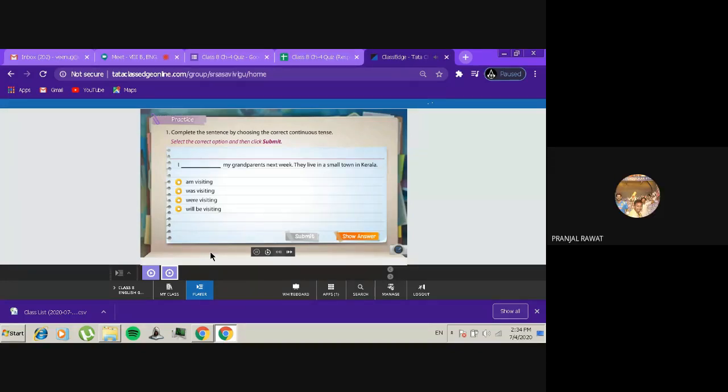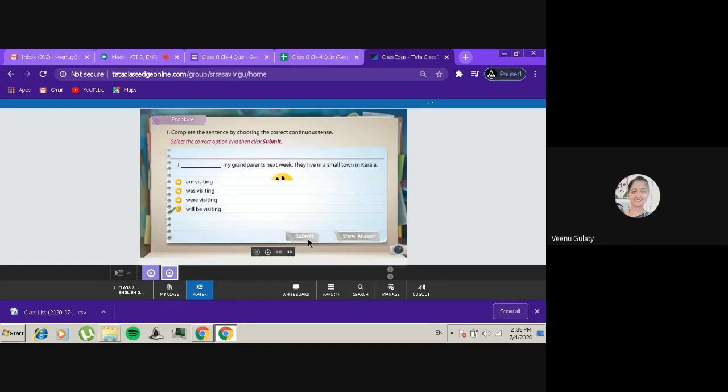Okay, first tell your name and then the answer. I'm Pranjal. I will be visiting my grandparents next week. They live in a small town in Kerala. So you used which tense? Just mention the tense also. Ma'am, future continuous. Very good.